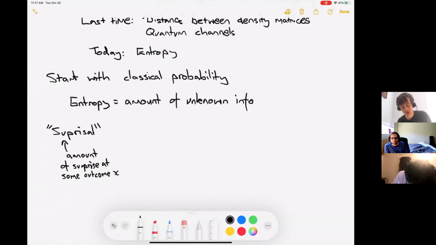Okay? And so it's called I of x, I for information, I for surprise. I don't know, there's an I in surprise. It's not at the beginning, but it's in there somewhere.